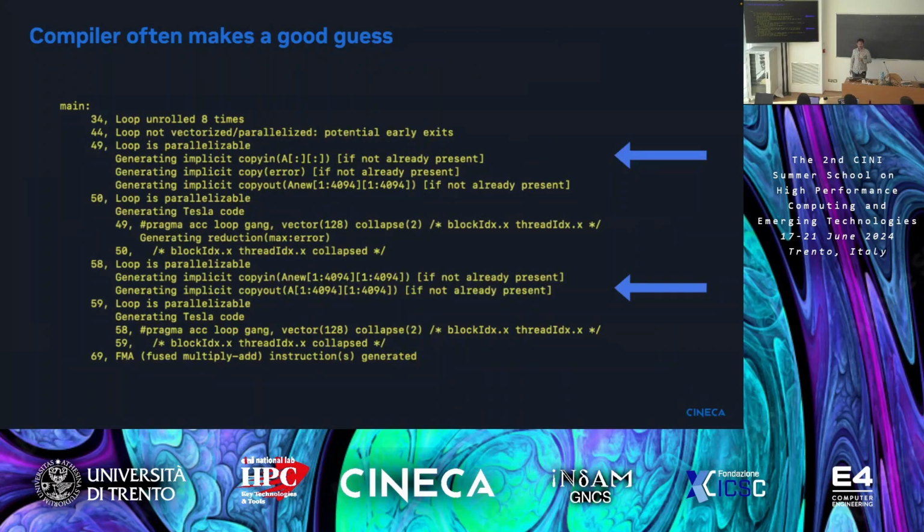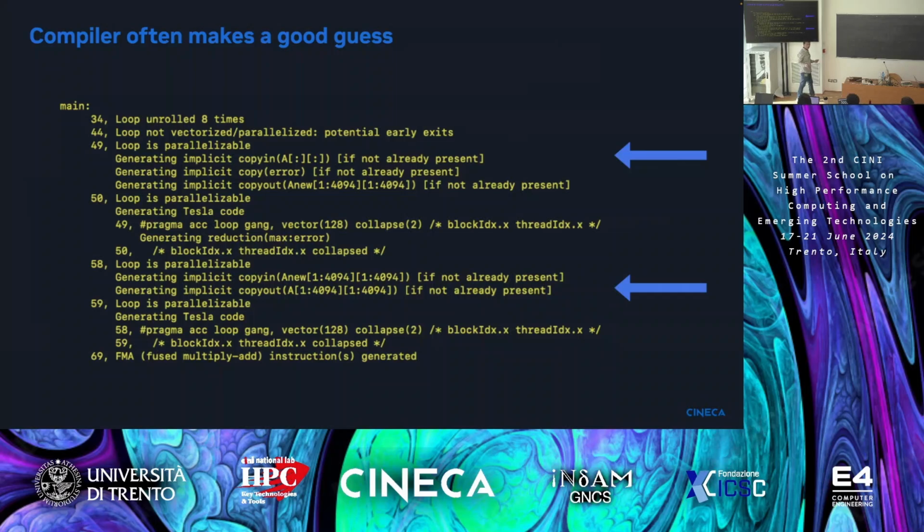I told you to read the compiler info, and it gives you the hint. You see, it's generating implicit copy in. It's telling you what to copy, then what to copy out. If it's not present, it tells you. Reduction I already told you. But look, there was one kernel launch, but there's another kernel launch, and it says copy in, copy out.